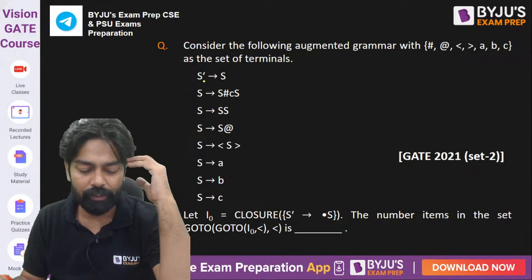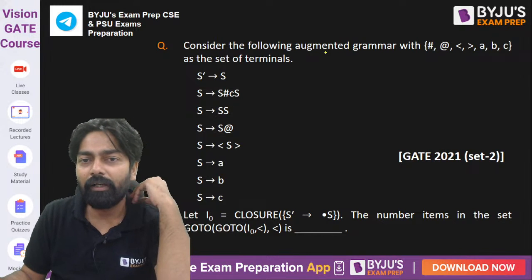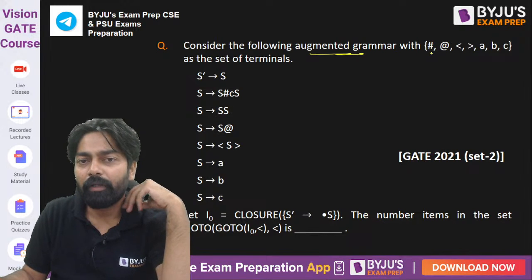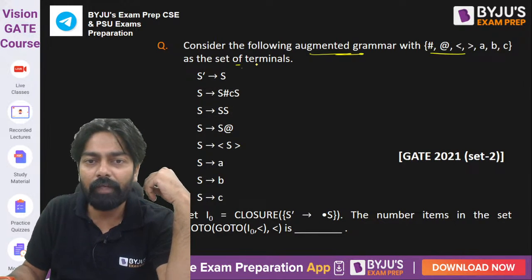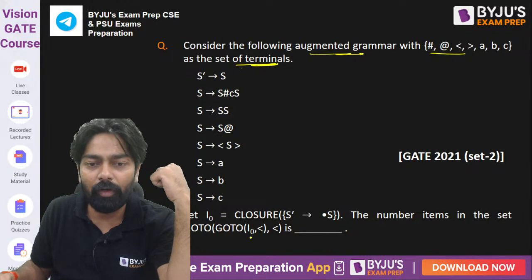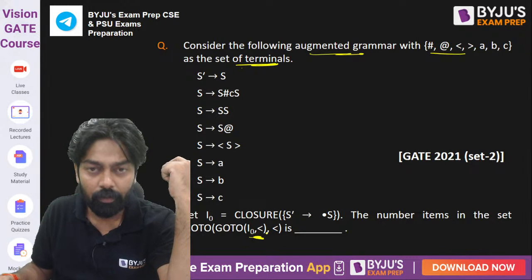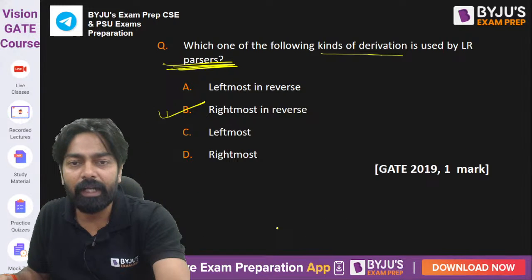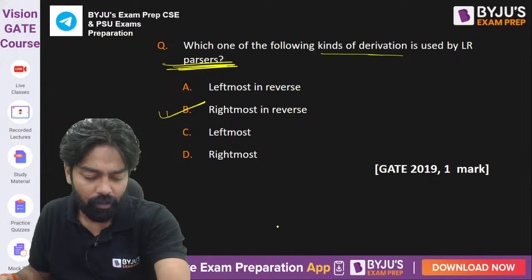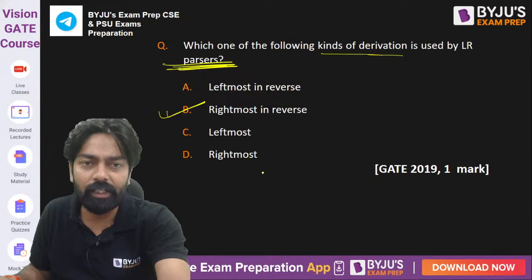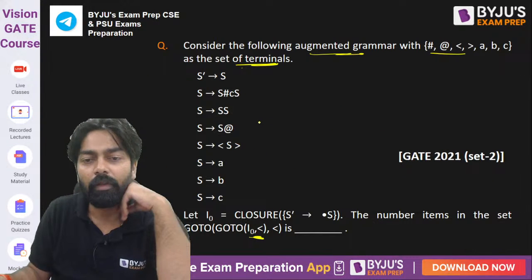Okay, can you please try this question? Consider the following augmented grammar with the set of terminals they have given. And they are asking about goto I0 on less than. Can you please tell me? Okay, B. Yes, B is the right answer for the previous one. Before that one, it is clear. You can try for this one.